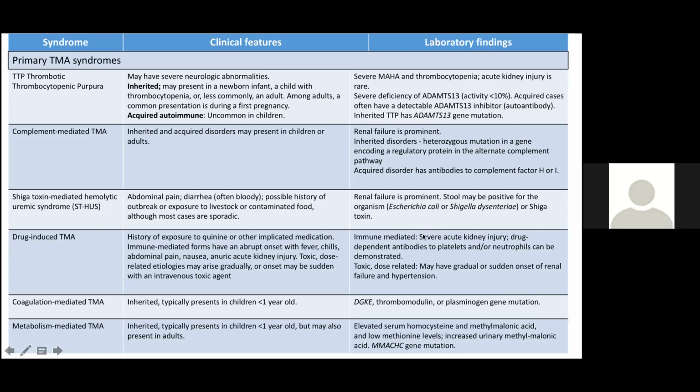Again, laboratory findings: immune-mediated ones will have severe acute kidney injury. Drug-dependent antibodies to platelets and neutrophils can be demonstrated. The toxic dose-related one may have gradual or sudden onset of renal failure and hypertension, though they say sudden onset, most of the time it's very gradual onset. These coagulation-mediated and metabolism-mediated ones are very rare.